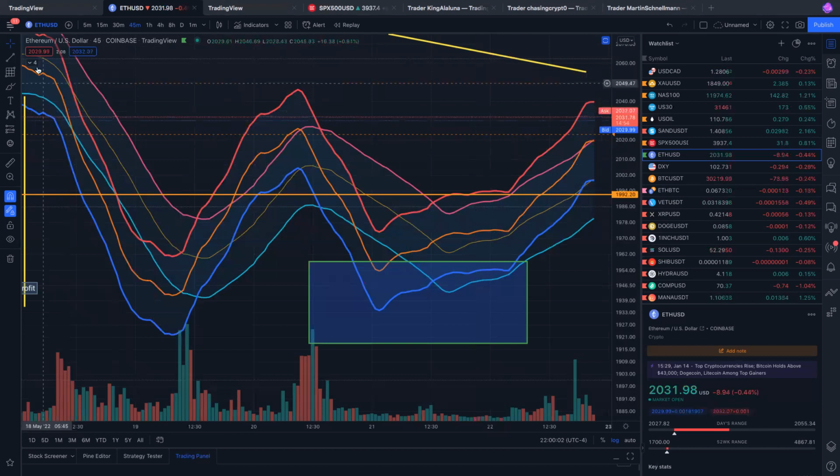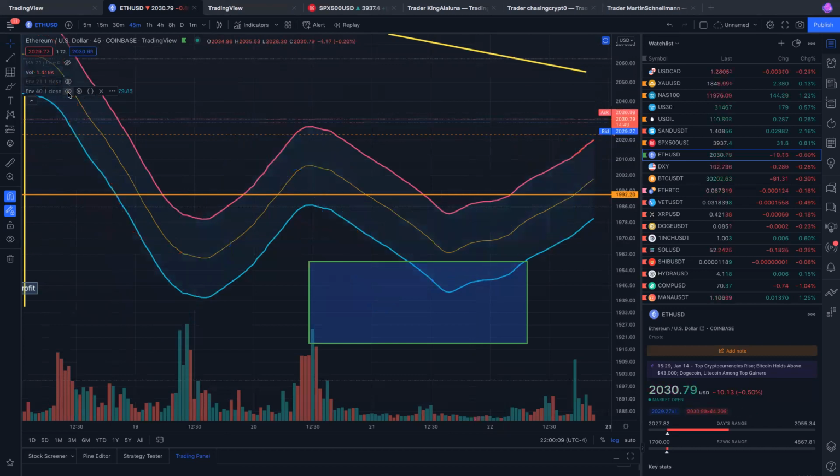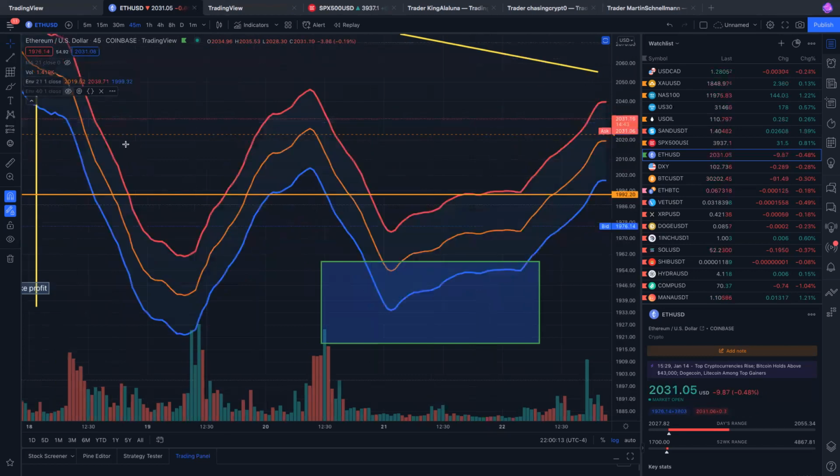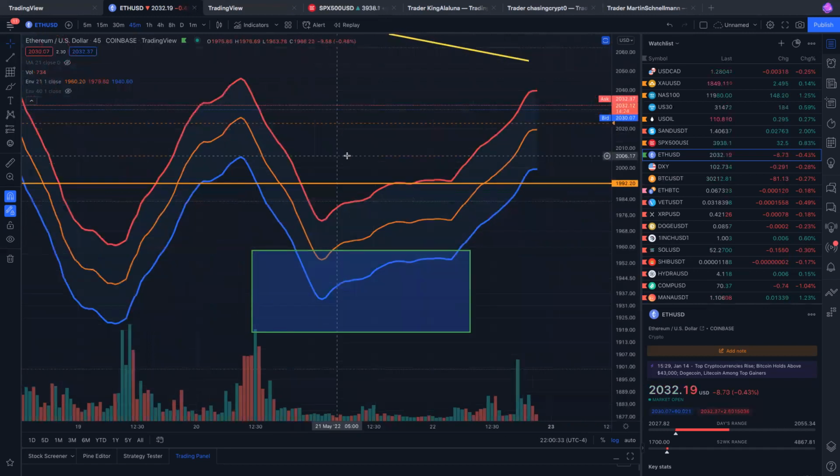These here are envelopes. I use 2 sets of envelopes. I'm going to hide them and turn them back on. The first one I use is my 21 envelope. You see the red band, and you've got my blue band. My middle band is a 21 moving average, which is the average of the past 21 candles previous to whatever candle it is on. That's how the moving average works.